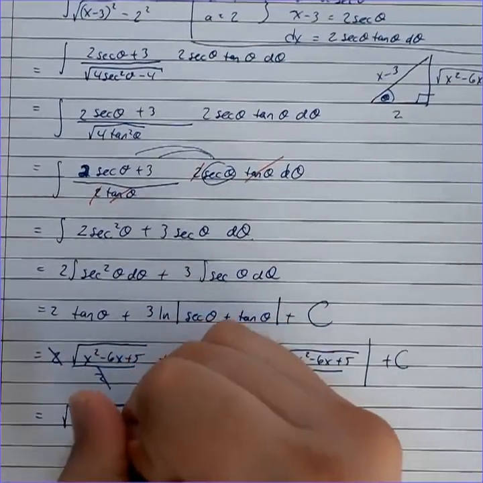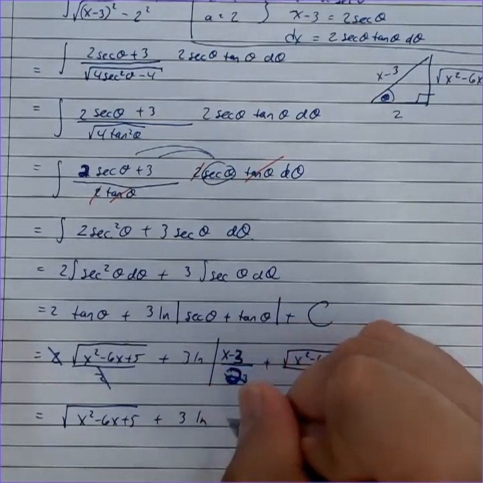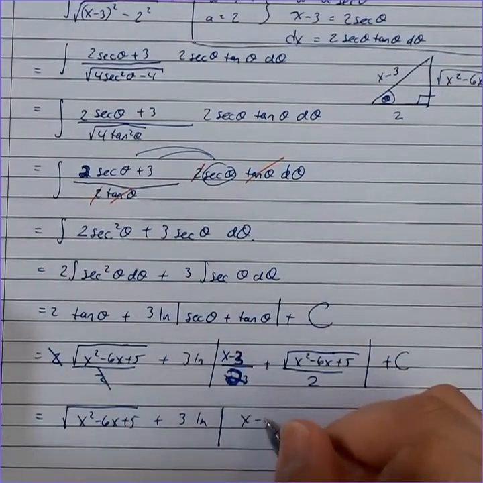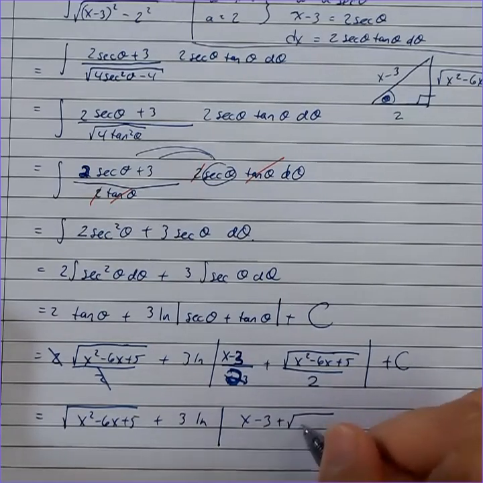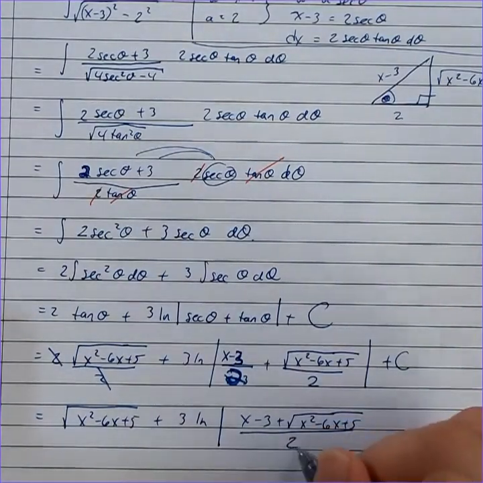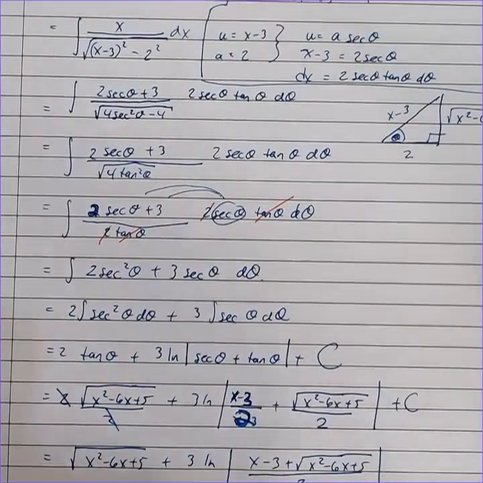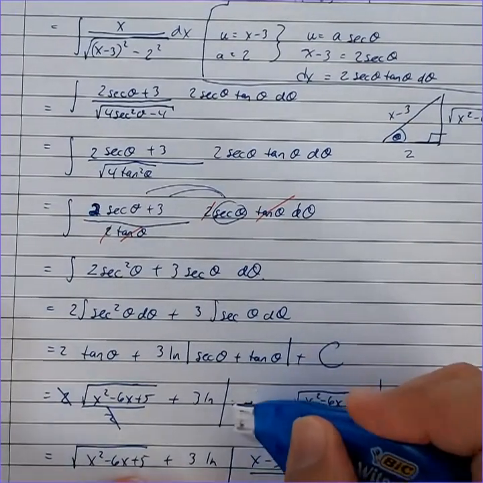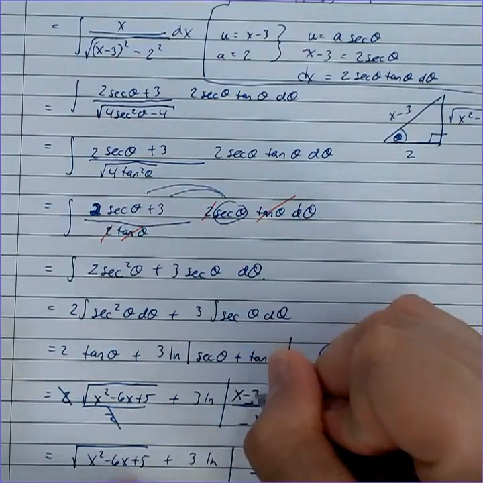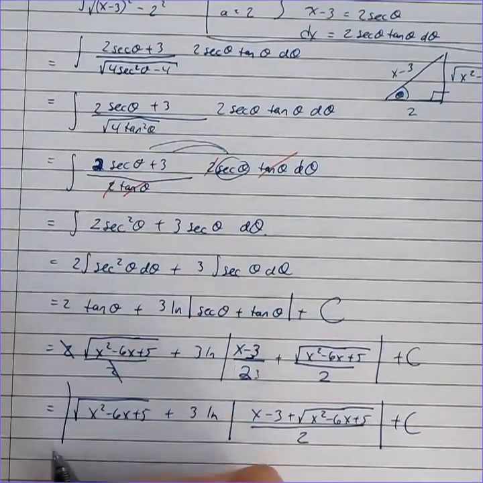So in the end, we have square root of x squared minus 6x plus 5 plus 3 times the natural log of the absolute value of, since these have a common denominator, I suppose I can put them together, x minus 3 plus the square root of x squared minus 6x plus 5 over the common denominator of 2. Plus our constant of integration, which wraps up this result.